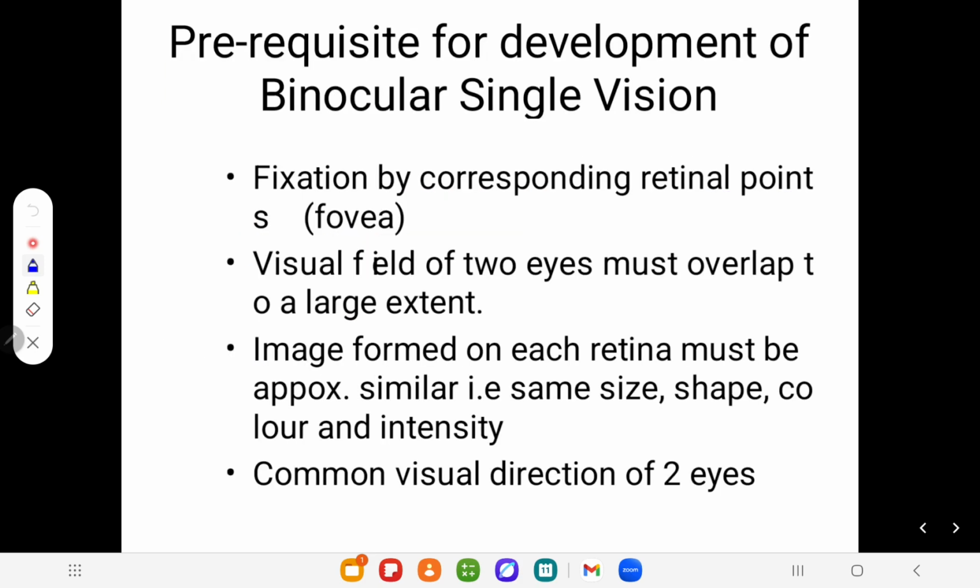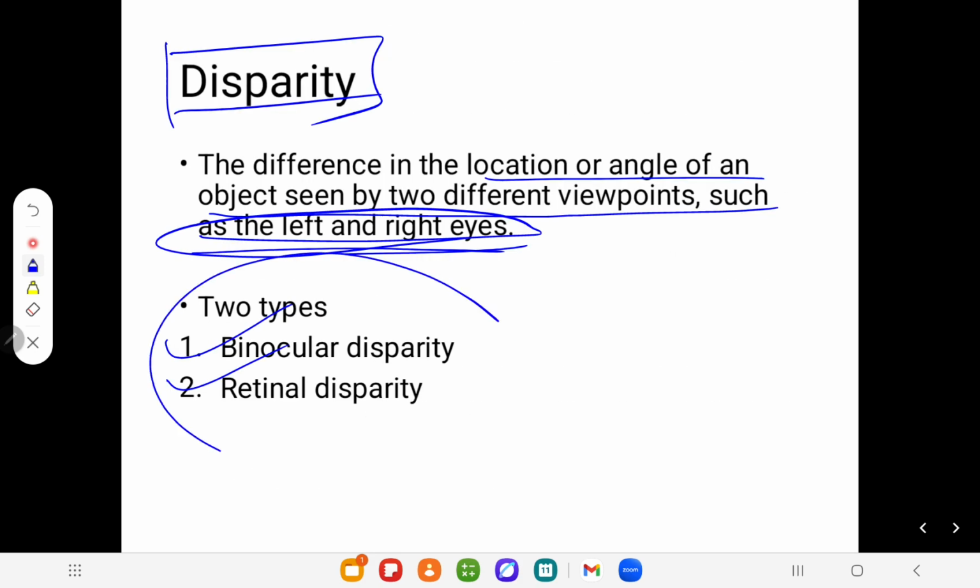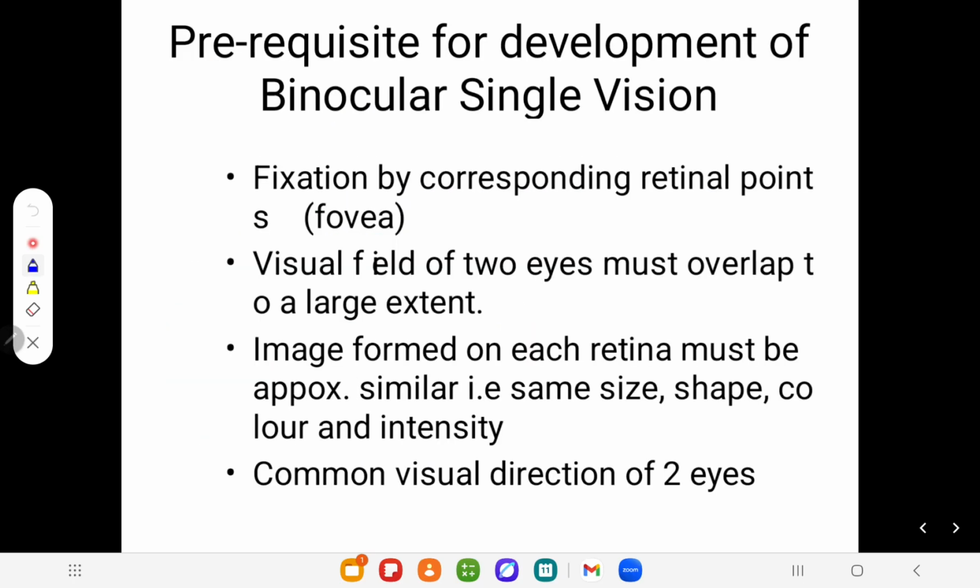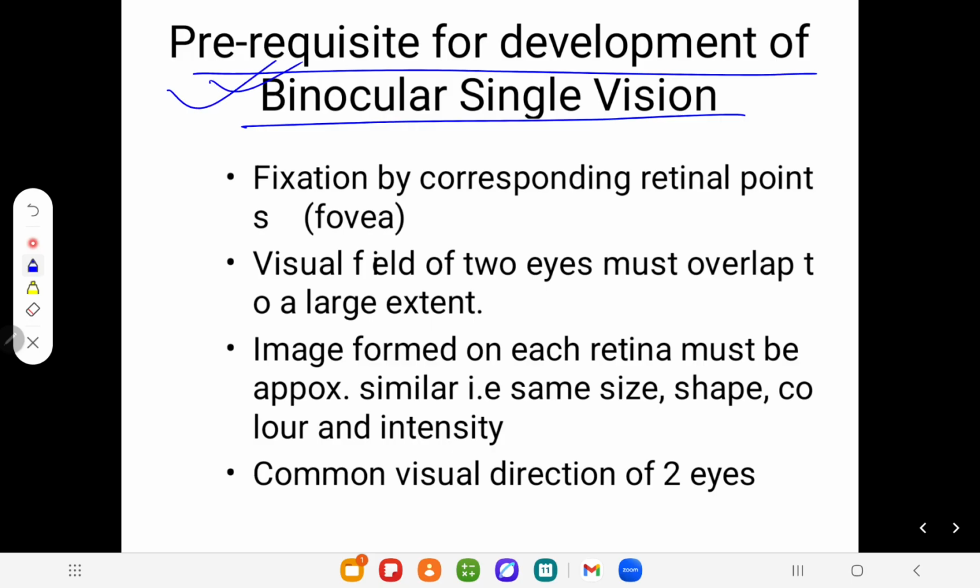Let's move on. We will come back to corresponding points and disparity again and again, but wait till I explain this. This prerequisite for the development of binocular single vision is so crucial that it is the basis to explain everything. Something like why it's so difficult for people to adapt to new glasses if it is high astigmatism, or high anisometropia or high aniseikonia, and everything is explained by these prerequisites. Okay, you have to understand this concept.